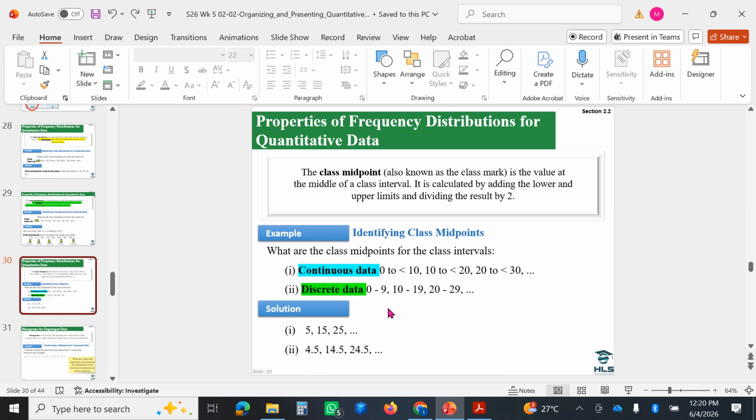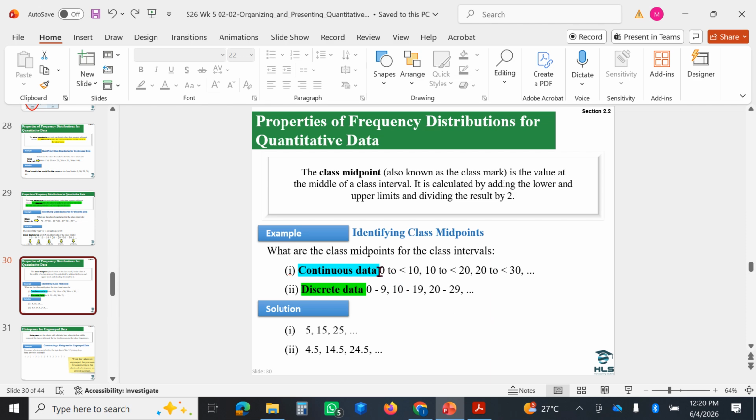The midpoint is kind of an interesting spot here, and we'll look at why when you get into ogives. But the class midpoint, also known as the class mark, is the value at the middle of a class interval. It is calculated by adding the lower and upper class limits and dividing the result by 2. So what are the class midpoints for the class intervals?